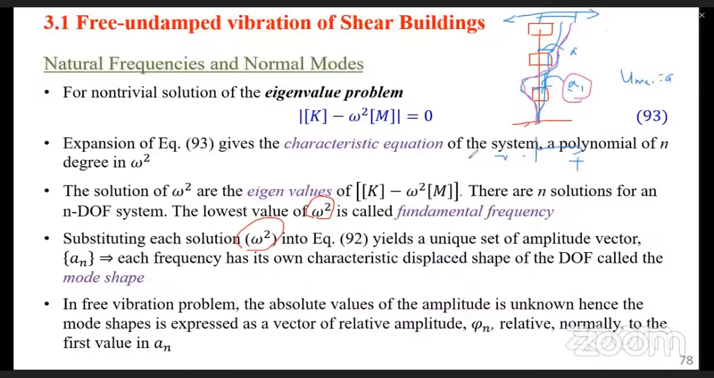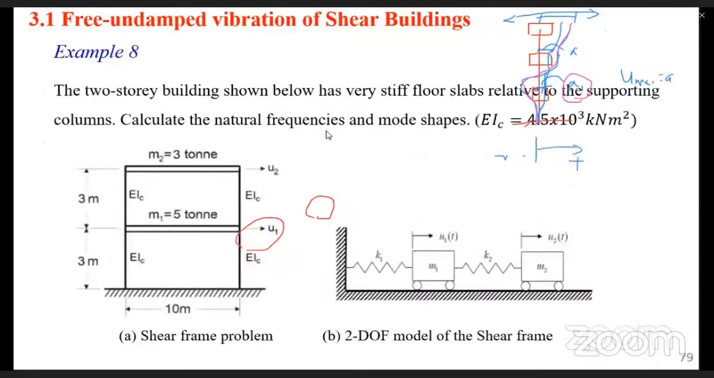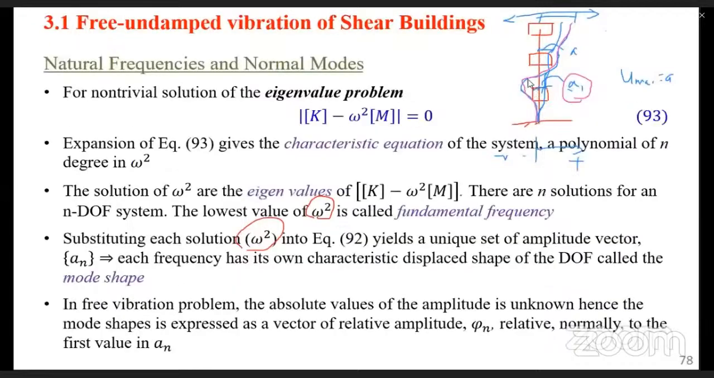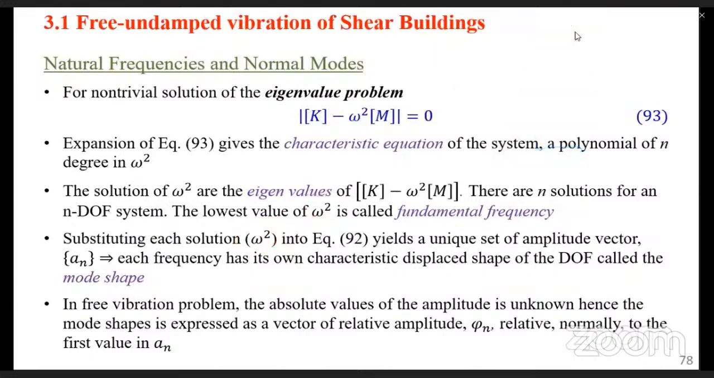In a free vibration problem, of course, the values of the amplitudes A1, A2 are unknown. Therefore, we express them relative to one another, for example A1 relative to the adjacent floor level. You might find, like, A1 is 0.8 of A2. That is what this last statement means, and we are going to see it in an example that follows. Well, that's an explanation, and I've tried to avoid as much calculation and derivation as possible today.